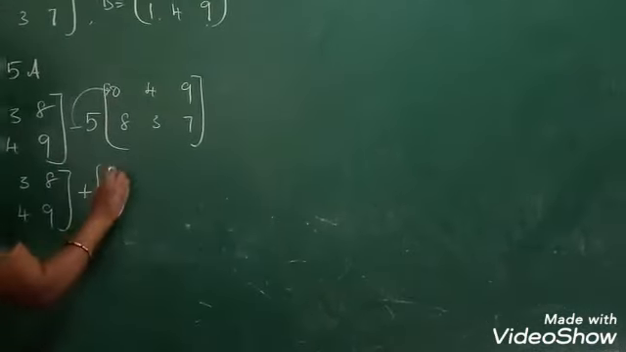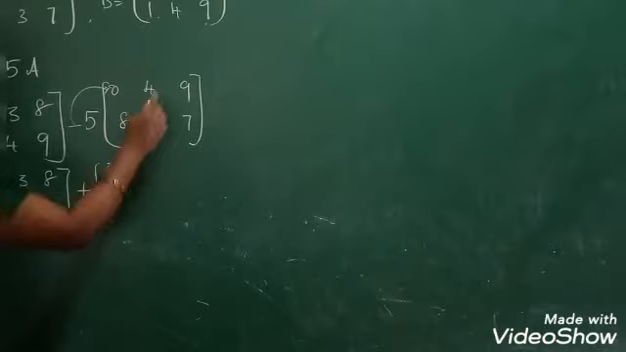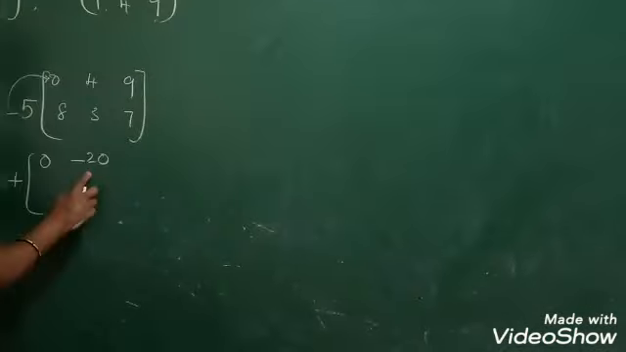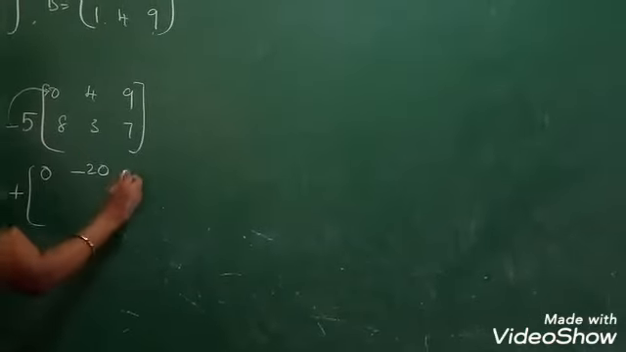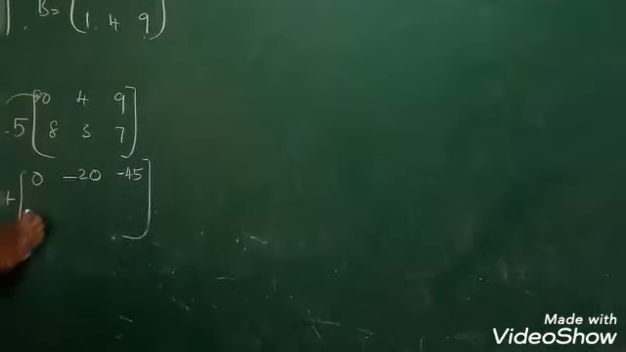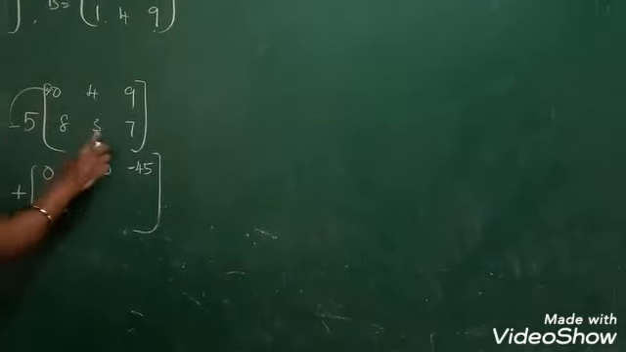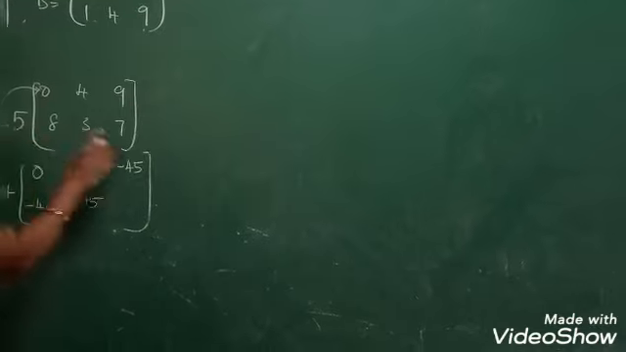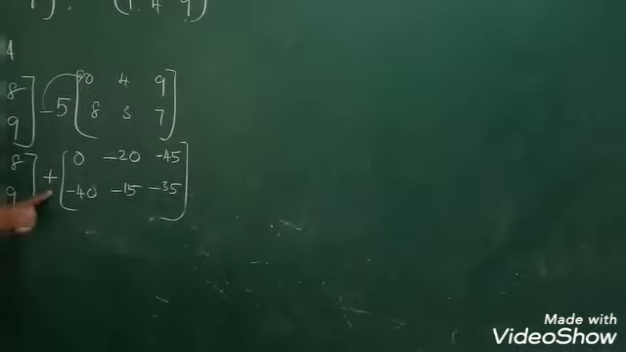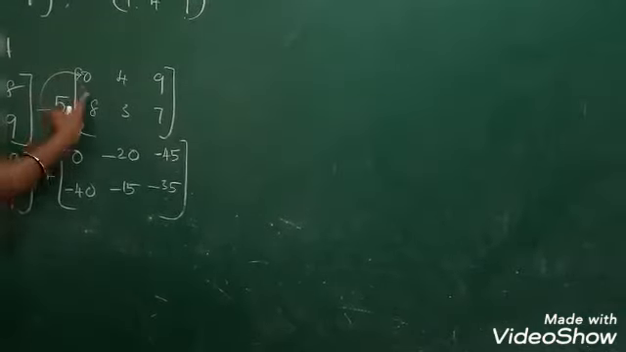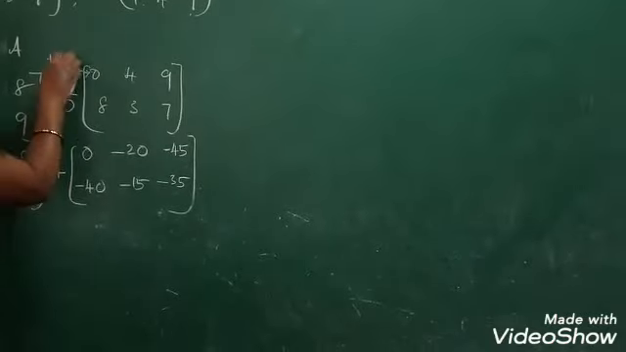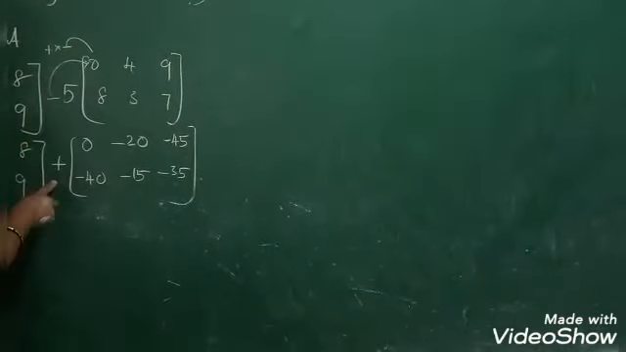Okay, minus 5 into 0, 0. Minus 5 into 4, minus 20. Minus 5 into 9, minus 45. Okay, now minus 5 into 8, minus 40. Minus 5 into 3, minus 15. Minus 5 into 7, minus 35. Have you all understood here girls? If you multiply by the minus 5, the symbol should be replaced here with plus, because plus into minus, the minus is inside, so the plus is outside.